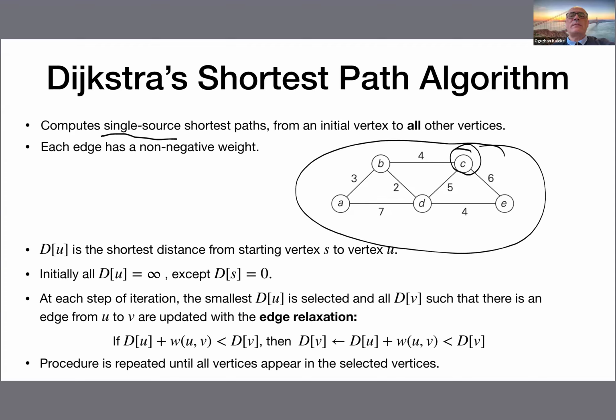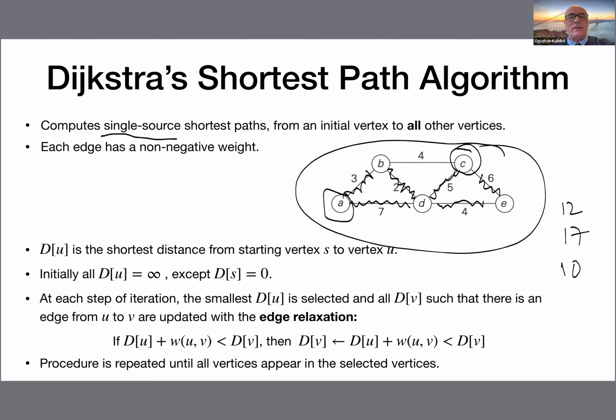Shortest path means from C, how can I go to A? So let's see. From C to A, I can follow this path, right? So 5 plus 7. So that will make it 12, okay? What else? I can go to E and then D and then A. So that's 6 plus 4 plus 7, so that is 17. It seems CDA is better than the other one. What else? From C to D, D to B, B to A, 5 plus 2 plus 3, so that seems even better, right? So it is now 10. And you see, there can be some others as well, okay?